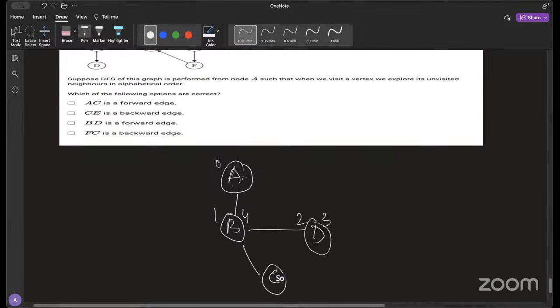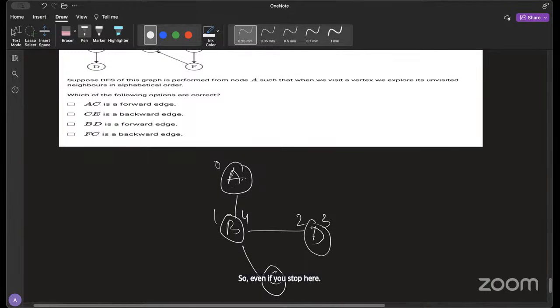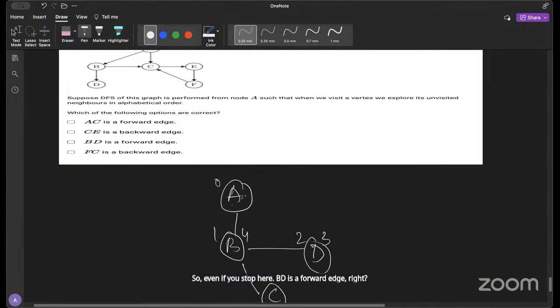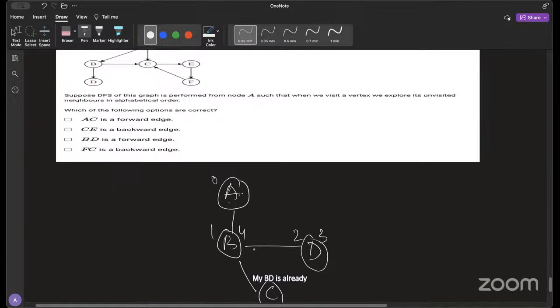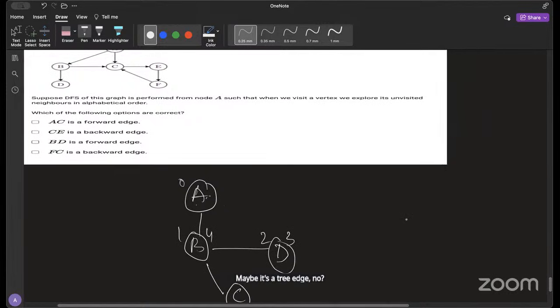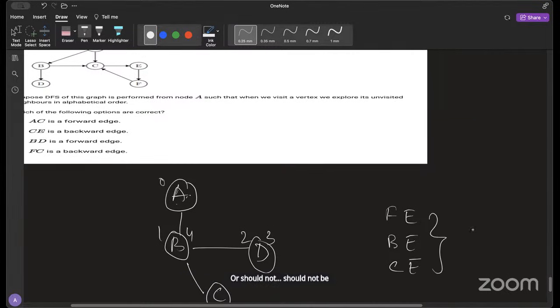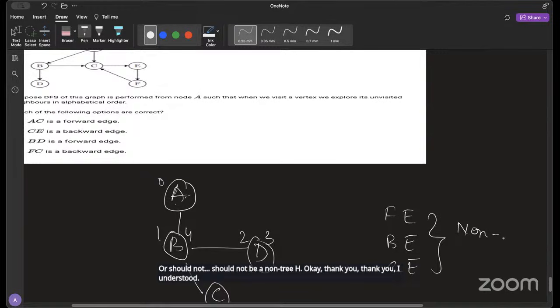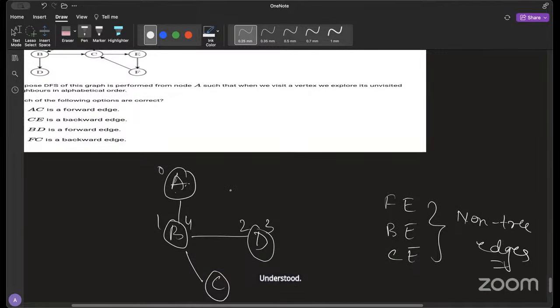So even if you stop here, BD is already in the tree. It can never be a forward edge, because it's a tree edge, no? Forward edge, back edge, and cross edge are all non-tree edges. Yeah. Okay, thank you. I understood. Okay. Thank you.